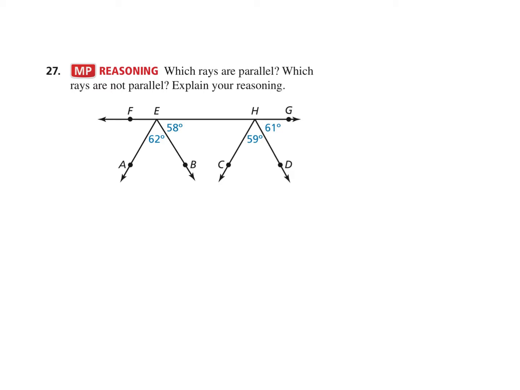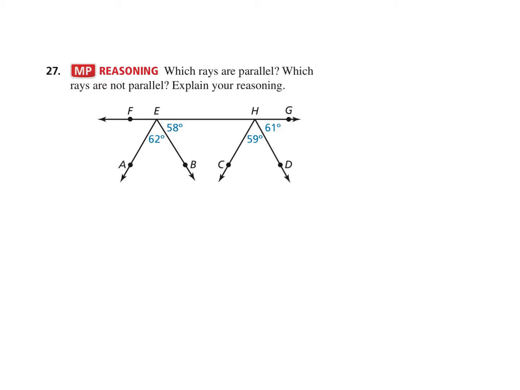So for rays to be parallel, they're going to have the same angles between everything. So none of these four have the same angles. So you would not say that HD is parallel to EB because they're facing a different direction from a stationary line. So the stationary line is FG. All right, so let's get all of that off there.